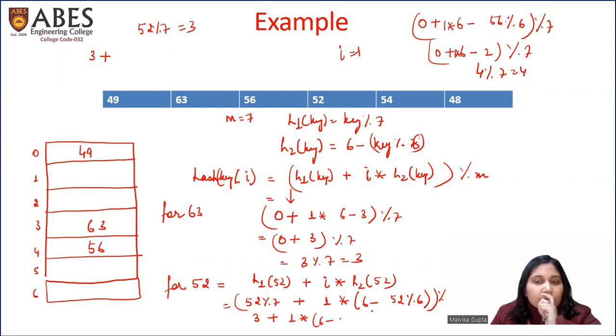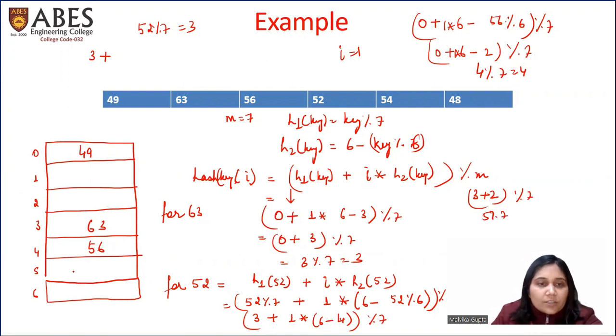Now check for this one. 6 minus, how much will it be? It will be 4. 6 minus 4 is 2. So 3 plus 2 mod 7 means 5 mod 7, which is 5. So you can store the value over here directly, which is 52.